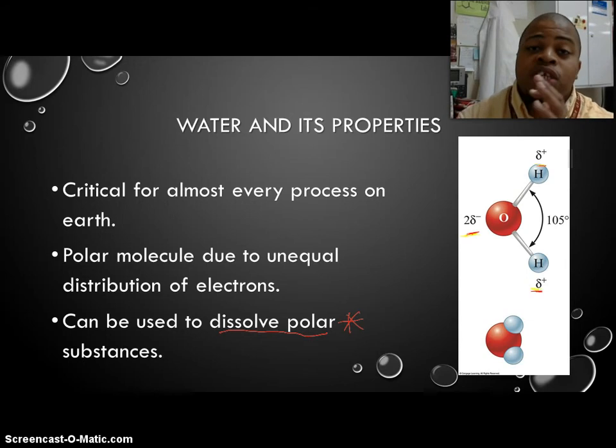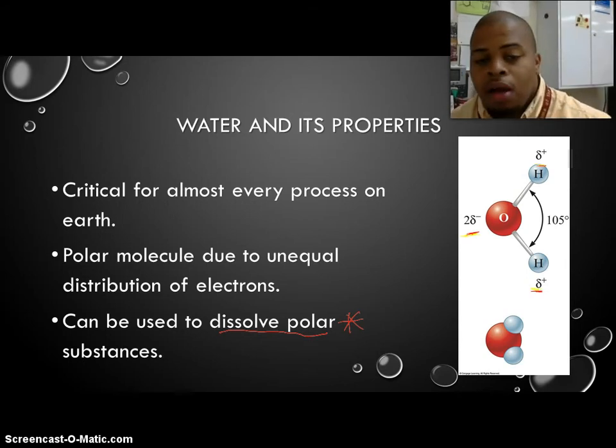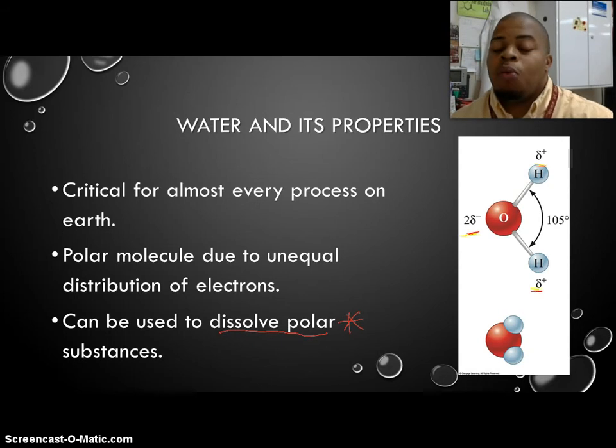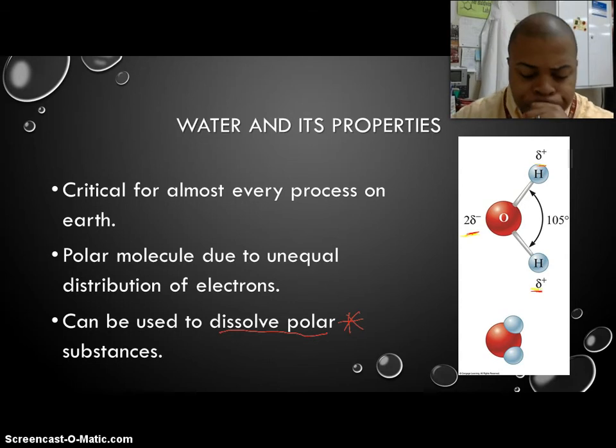But if I have two things that are polar, like water and an ionic compound like salt, what it's going to do is begin to break it apart, break it into its sodium and its chlorine atoms or ions.